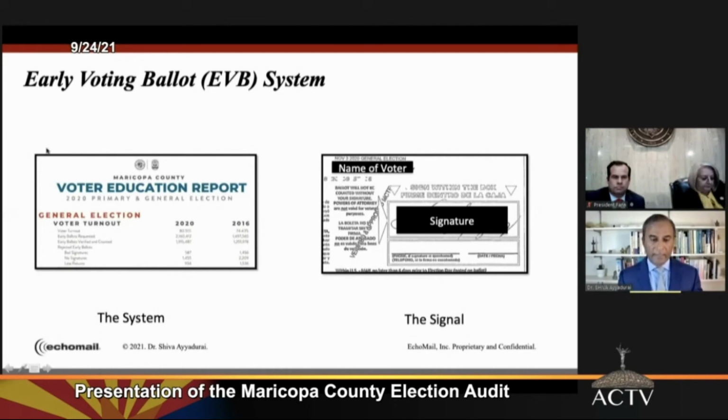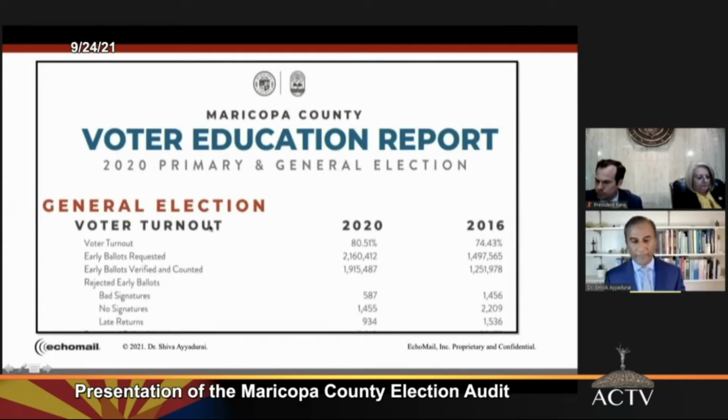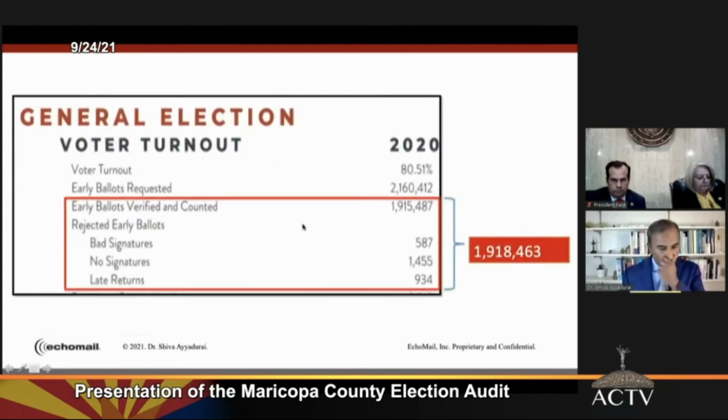So this is on the left side, the actual reality of what was reported by the Maricopa County in their voter education report. In fact, what was called their canvass report. And what we see here, if you look carefully, are the numbers that they reported from 2016, but more importantly, we're concerned about 2020. And in 2020, one of the lines in their report is called the early ballots verified and counted, which has 1,915,487. And the rejected early ballots, which are these numbers, are the ones that were not included in the final count. Bad signatures, which means they went through a signature verification process.